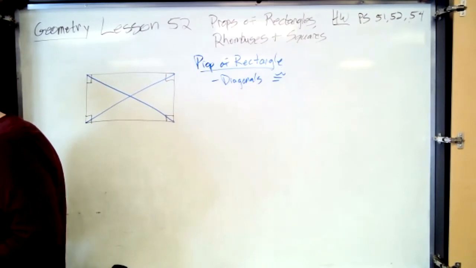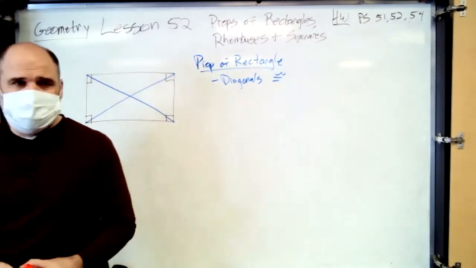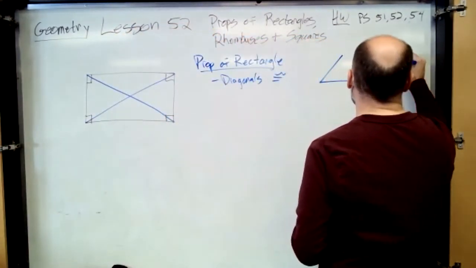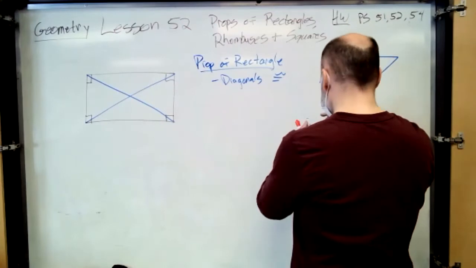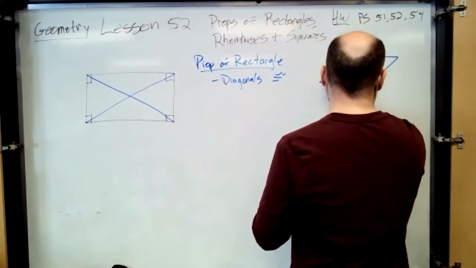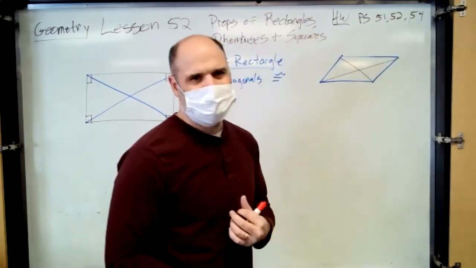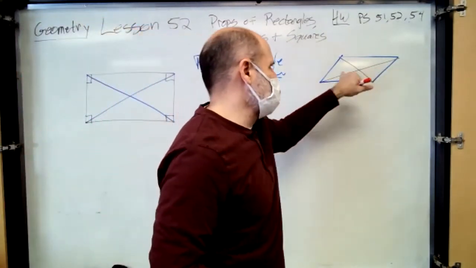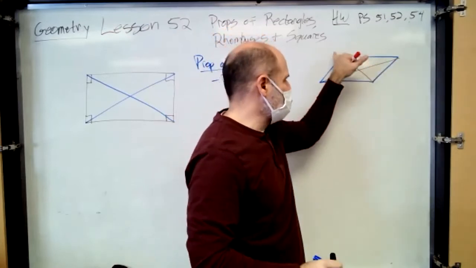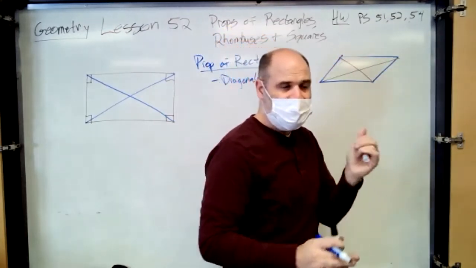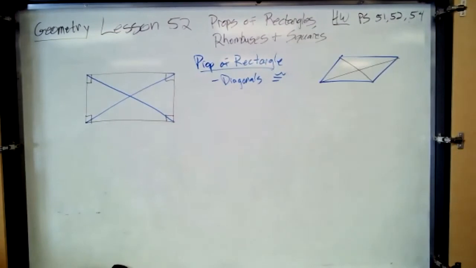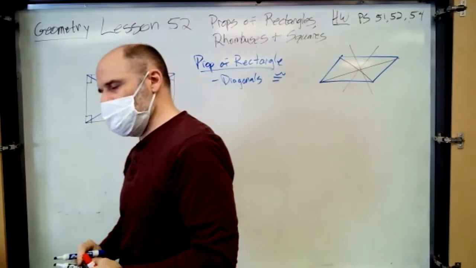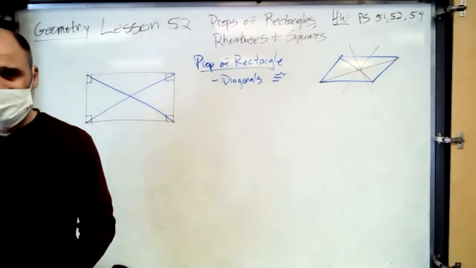Diagonals of a parallelogram bisect each other, but they're not congruent. So if you look at a parallelogram, do these diagonals look like the same length? No, they don't, because this one looks a lot longer. See how it goes from far to far, and this one's a little closer to each other? So the diagonals in a parallelogram are not congruent unless it's a rectangle, because every rectangle is a parallelogram.